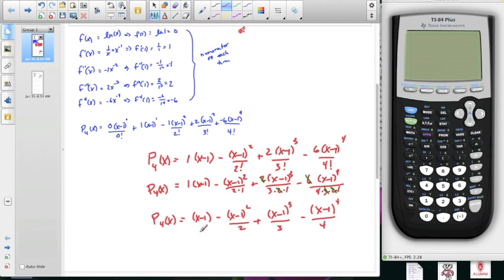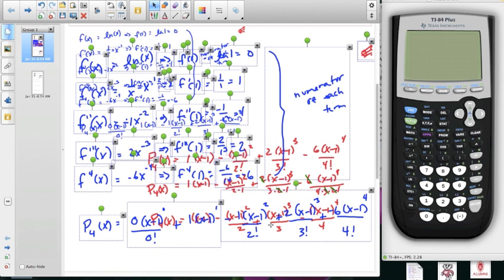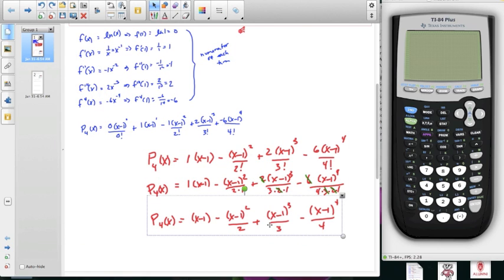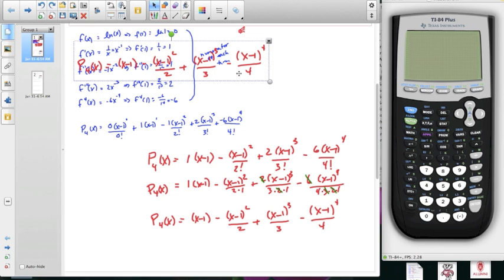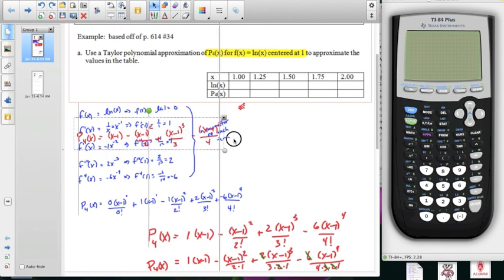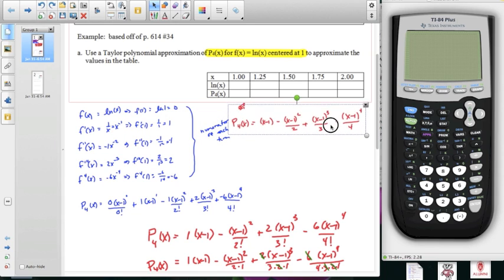And so we start to see this pattern emerge where we have just the approximation degree in the denominator. The factorials are starting to cancel out. And so this is the 4th degree polynomial approximation for the natural log of x, centered about 1. So I'm going to take that and put that up here for the time being.